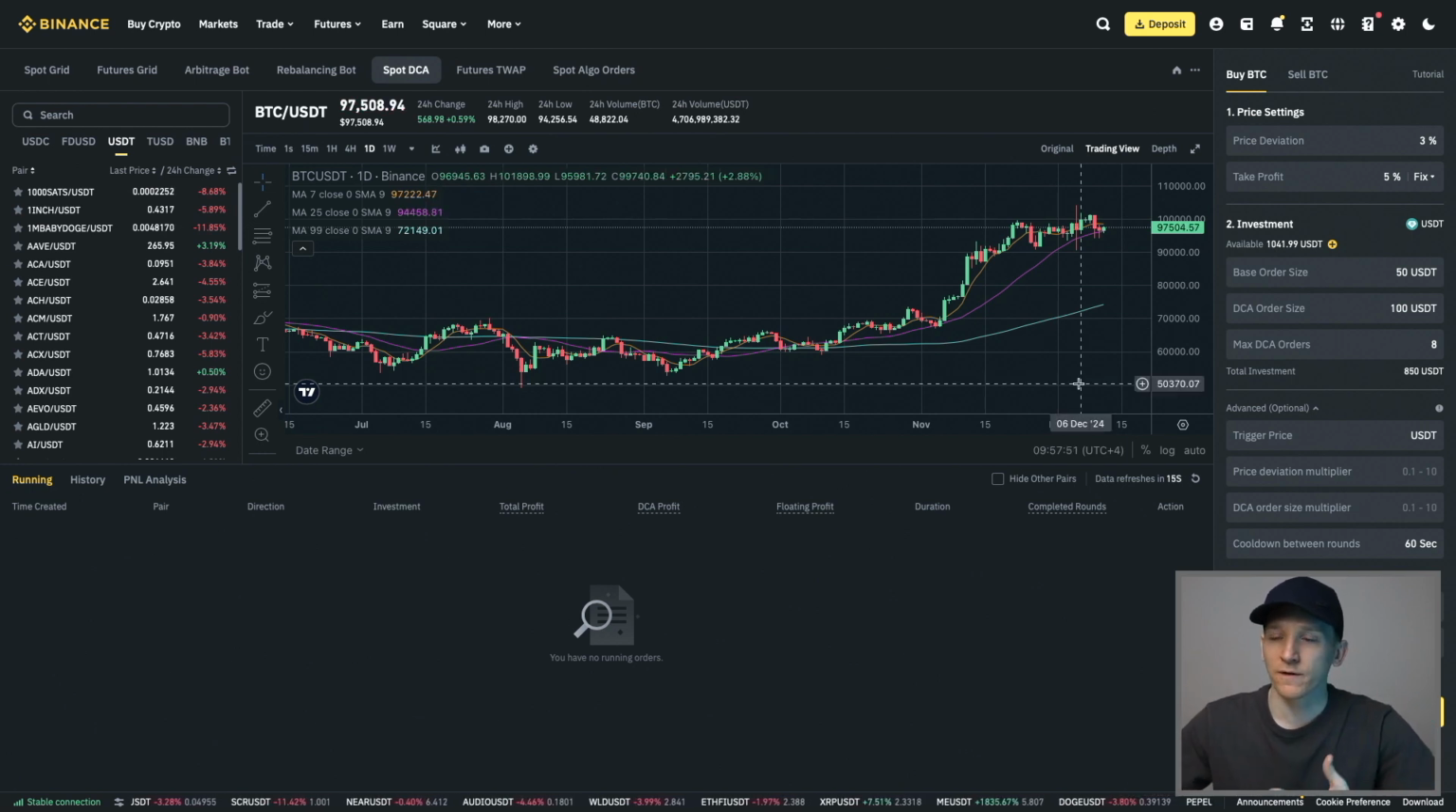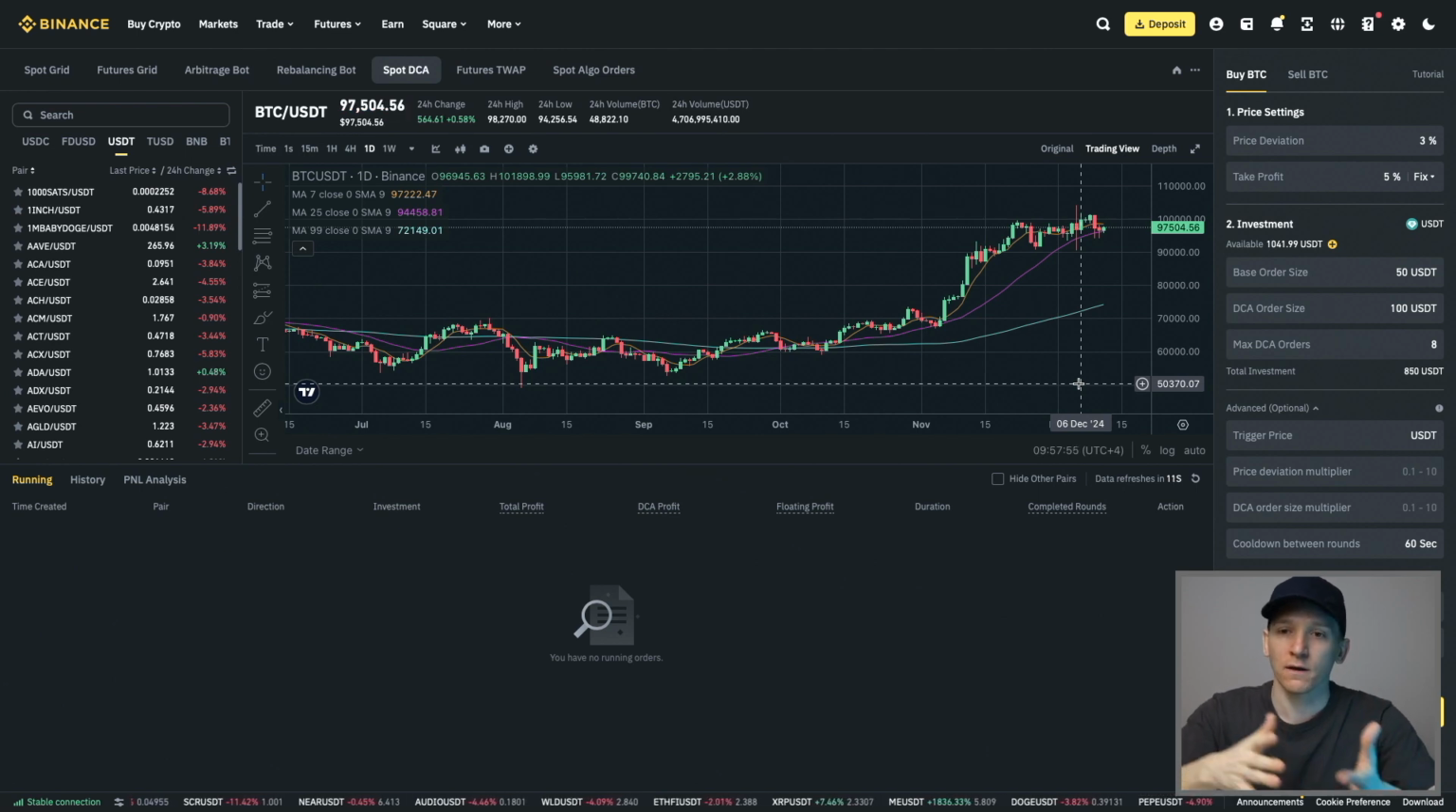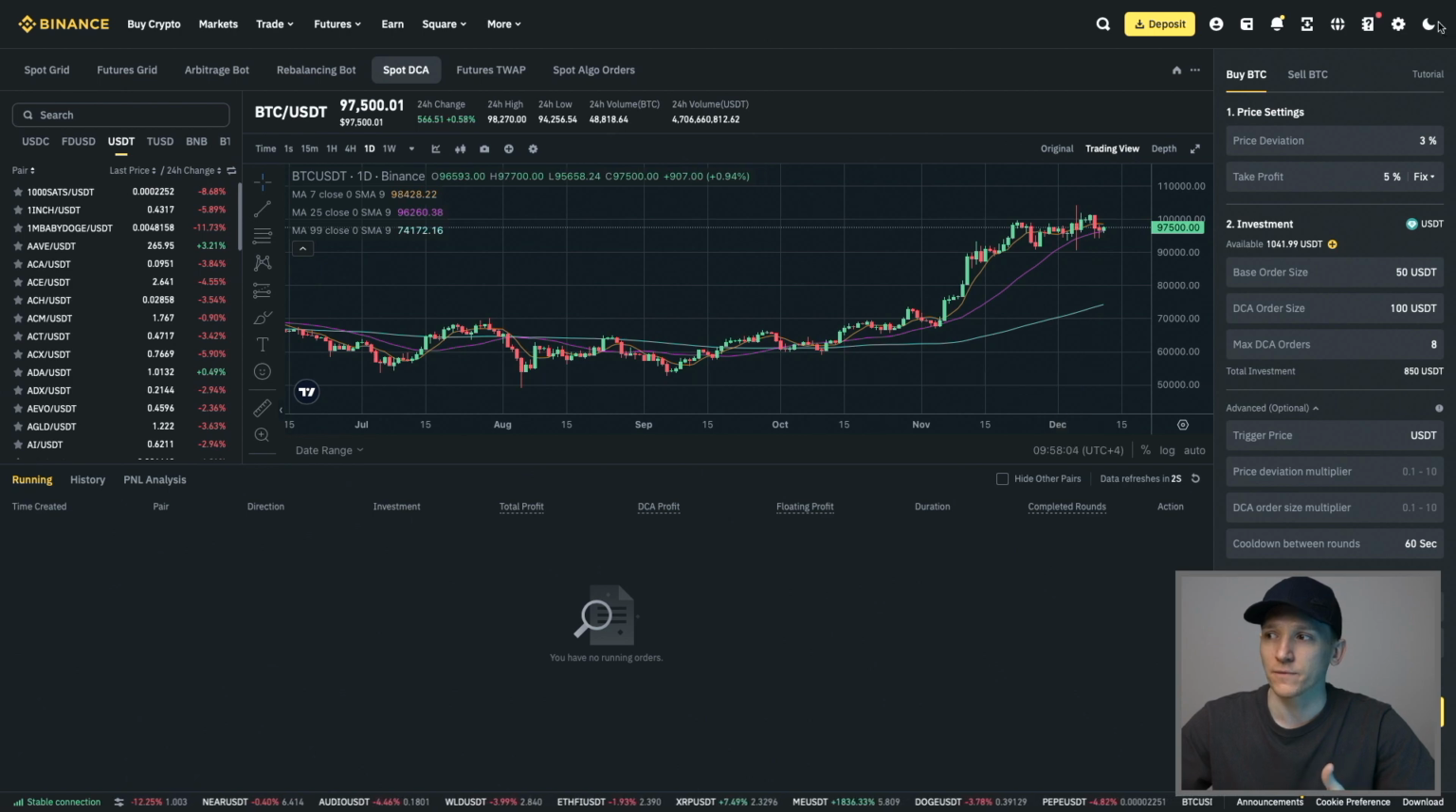So you can do this manually, right? You can put limit orders in, wait for them to be triggered, and then put some sort of take profit in there. This bot just lets you automate this entire thing, so you don't have to stare at screens all day or put the orders in manually. So let's go through how this works.